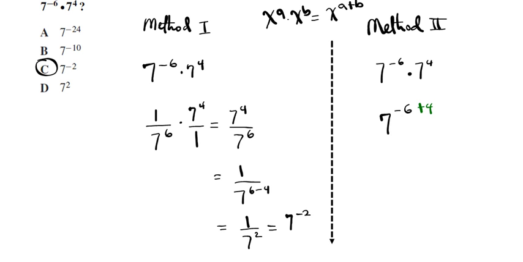What is negative 6 plus 4? Negative 2. And guess what? We are done. There goes the answer. Alright, so they're both the same thing. If you remember the law of exponents, this is the best way to go. If you don't, then you can do the other method, but that requires you to remember the law of subtracting exponents in division too. So there you have it.